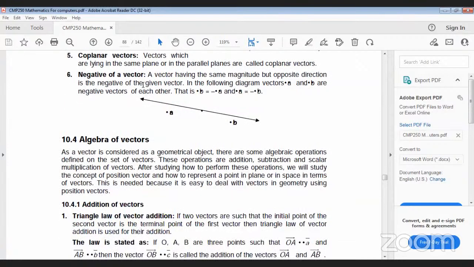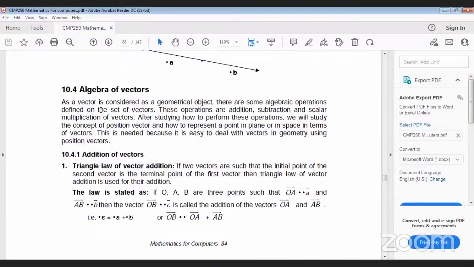Now the negative of a vector: a vector having the same magnitude but opposite direction. See, A and B are both at the same distance, but A is going towards the left and B is going towards the right. So the direction is different. Therefore they become negative vectors.